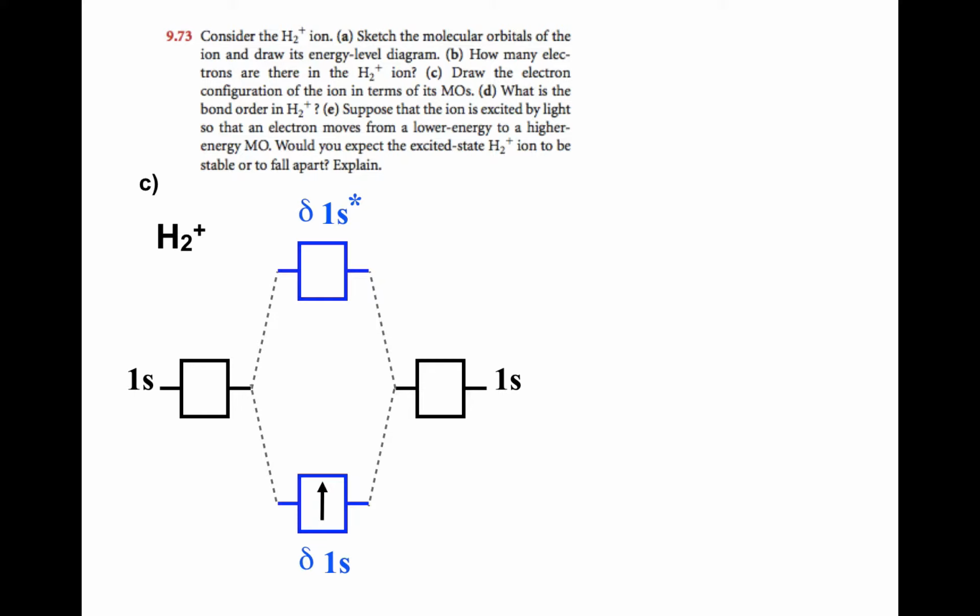So how many electrons are there in the ion? One. It's got a plus charge, so there's only one electron here, being donated by one of the hydrogens. Draw the electron configuration in terms of molecular orbitals, so that's what we've done here. What is the bond order of the H2 plus ion?